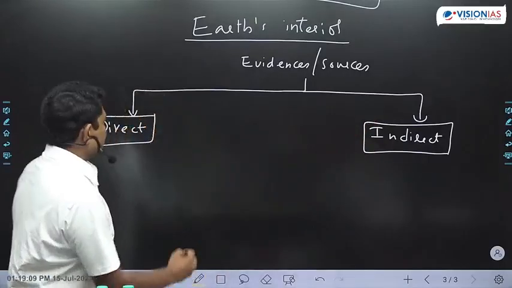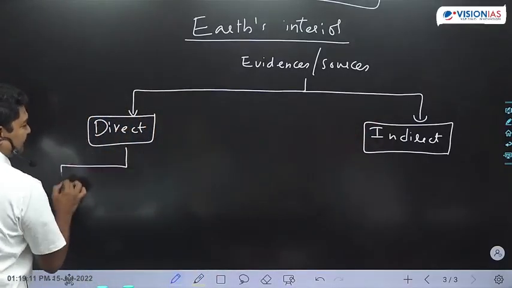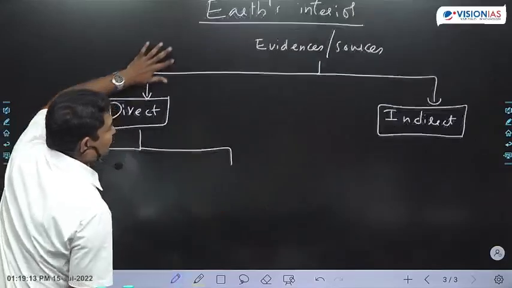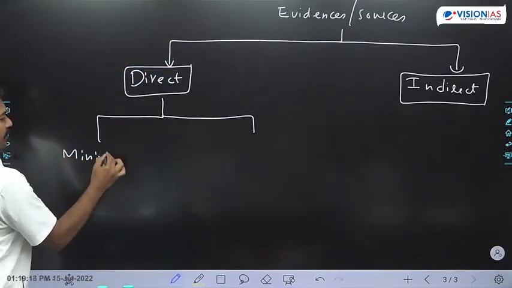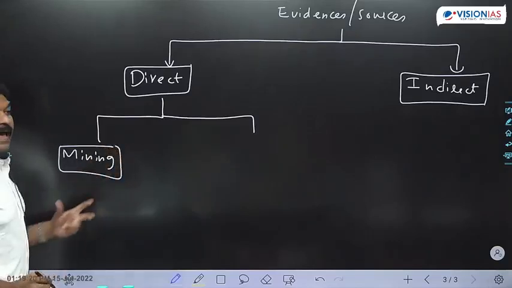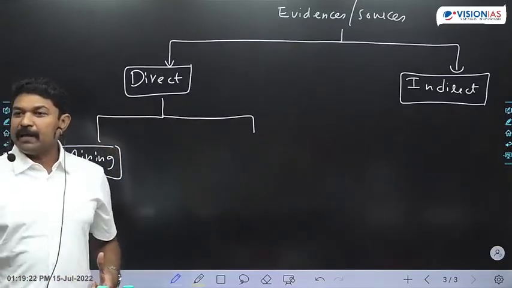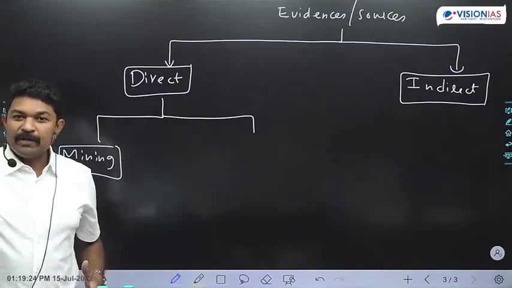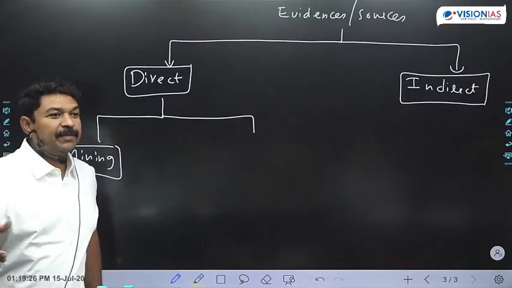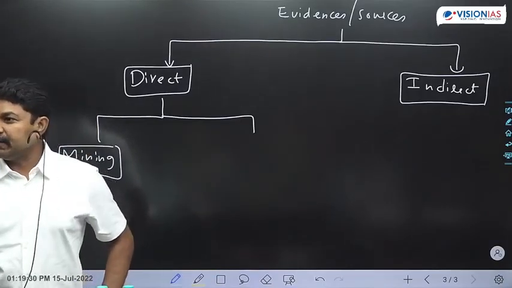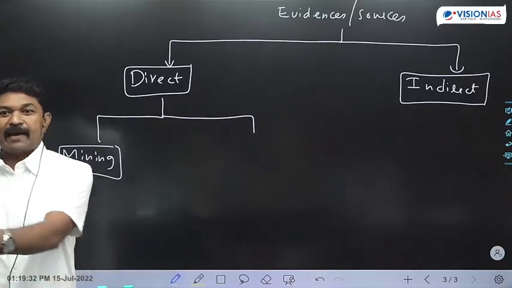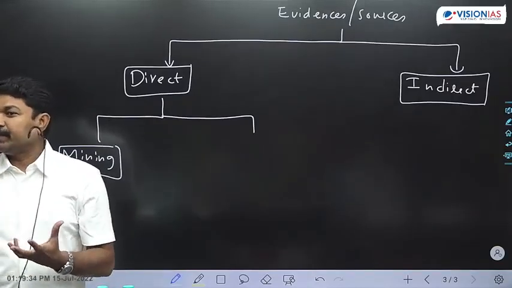What are the direct evidences? One is called mining. The direct evidence is mining, meaning what? He can dig and go to the deep inner layers, maybe up to 3 or 4 kilometers. Even that 4 kilometers itself is called the interior of the Earth. What is there in the interior? He can directly bring the rock material from the deep inner layers.